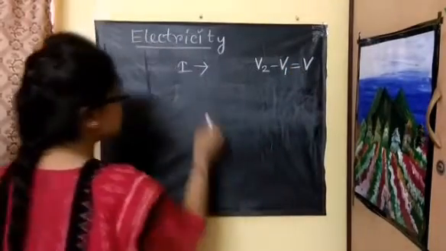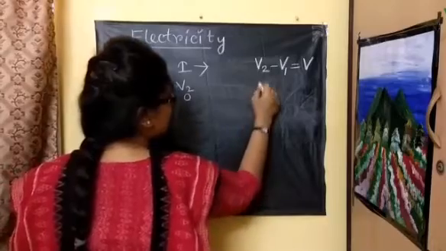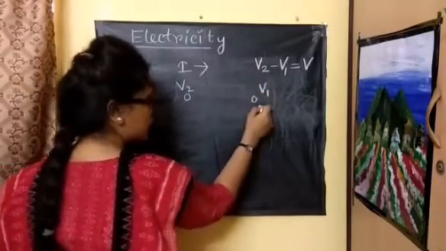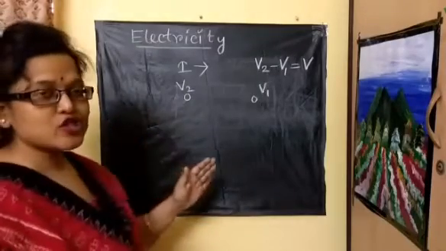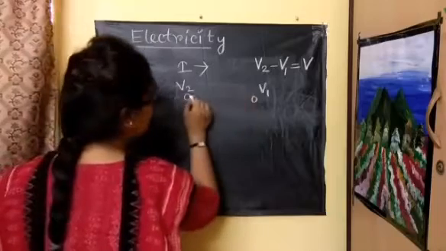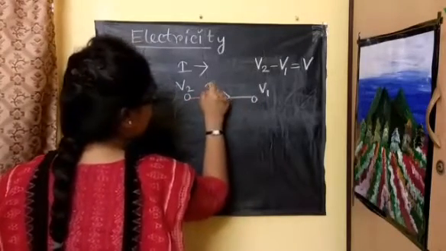Suppose this is a conductor, one side is at V2 potential, another side at V1 potential. This is the higher potential zone, this is the lower potential zone. As we know, current always flows from the higher potential zone to the lower potential zone. So from V2 to V1 current will flow. So through this conductor current is flowing.